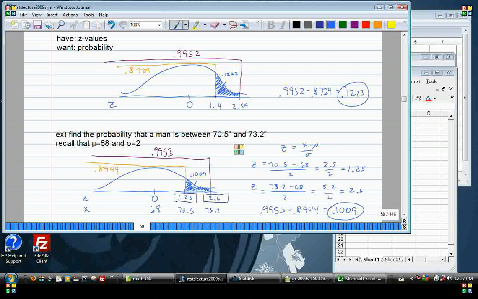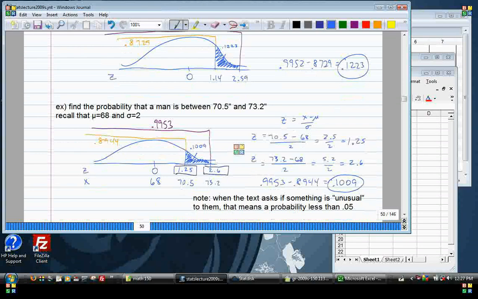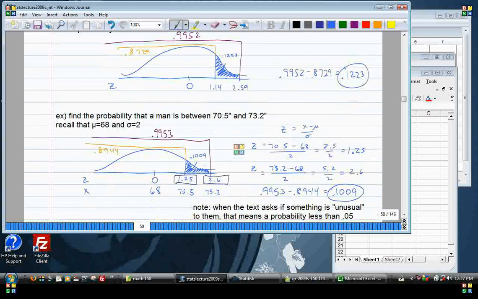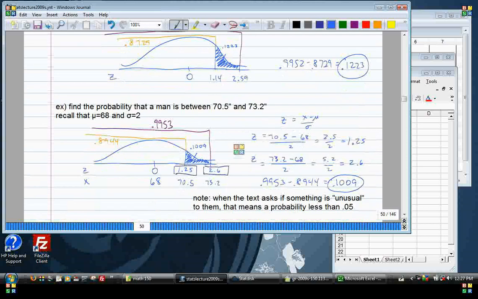One little fact that you'll need for dealing with the textbook and doing homework. Sometimes it'll ask, is this unusual? So the textbook defines unusual to be something with a probability of less than 0.05. So that's all.